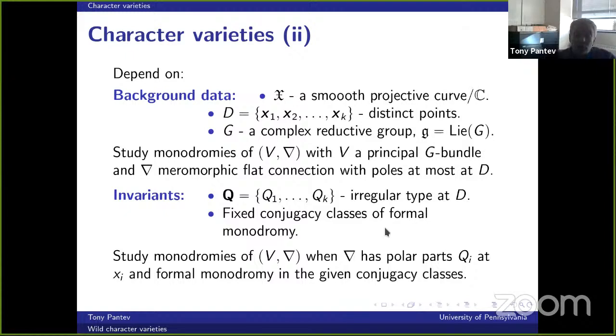And so I'm going to study connections (V, nabla). So these are going to be principal G bundles V and meromorphic connections nabla, so that the polar part of nabla at each of the punctures is given by Qi, and the formal monodromy of nabla, and I'm going to say a little bit about what the formal monodromy is in a moment, belongs to the given fixed conjugacy class.